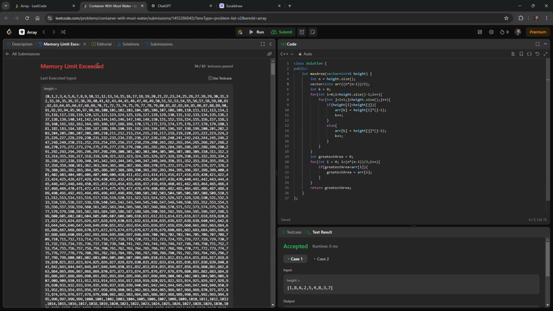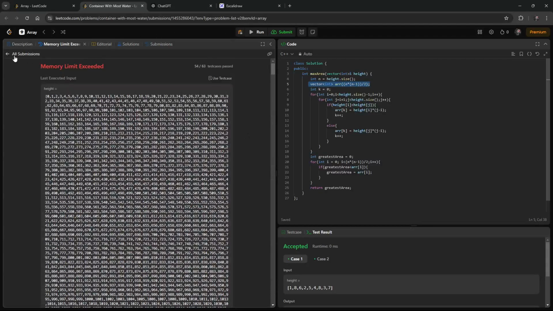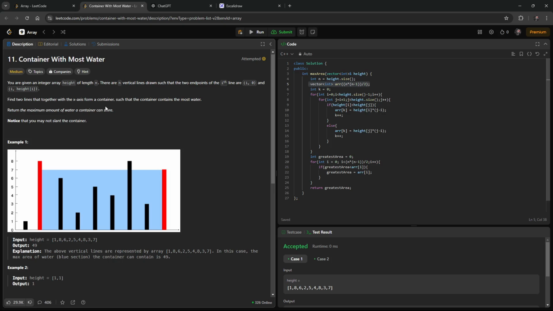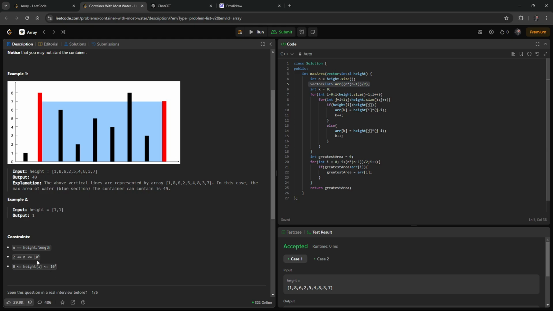It should actually tell me where I exceeded memory, right? Whether I exceeded memory in this or not. I guess this is where I exceeded memory. So how many elements are here? Does it have its length? No, it doesn't. Okay, so we go to the description and check the total number of elements, which is 10 to the power 5. So it shouldn't be int, it should be long.